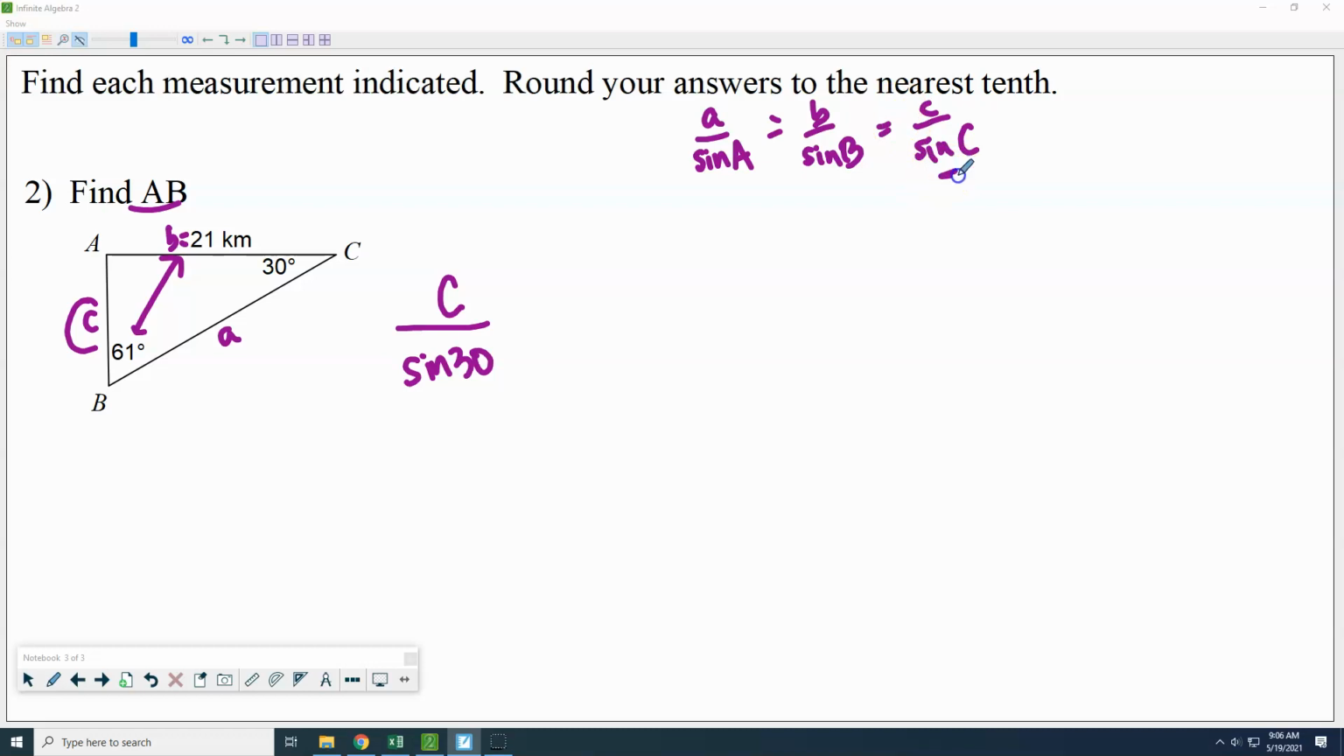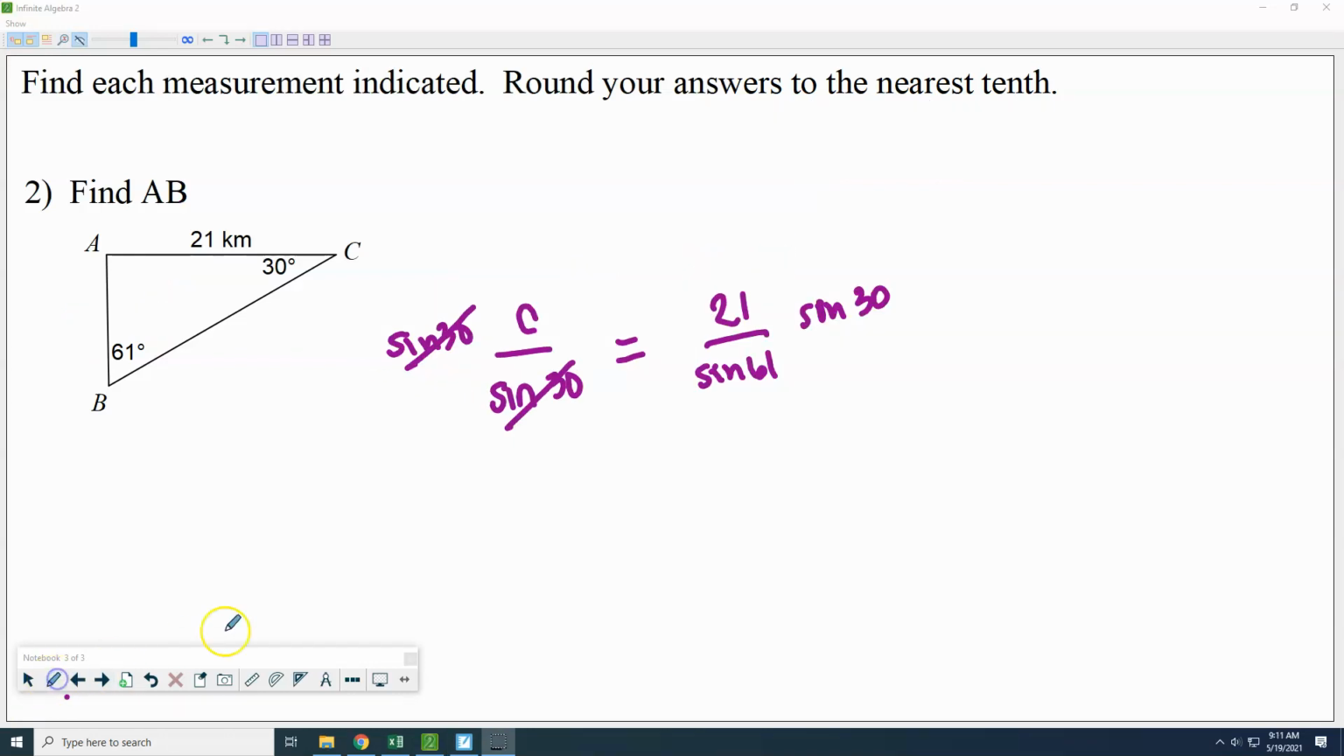So I'm using this one, and then because I know angle B and side B, I'm going to use that one as well. I don't need that one, okay? Equals, and side B is equal to 21 over sine of angle B, which would be sine of 61. So as long as I know 3 things here of the 4, then it will work. Again, I use it in this way because c was the thing I didn't know. I want the thing I don't know to be on the top just because it makes solving it really quick and easy. So now all I have to do is multiply by sine 30 on both sides.